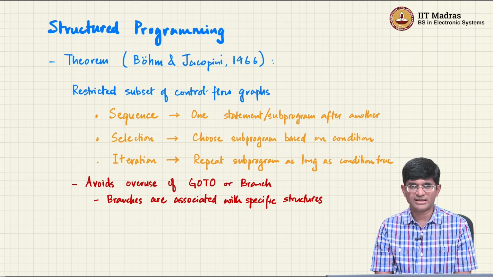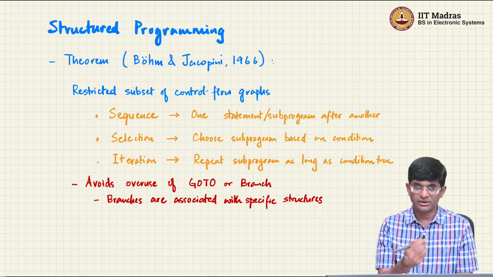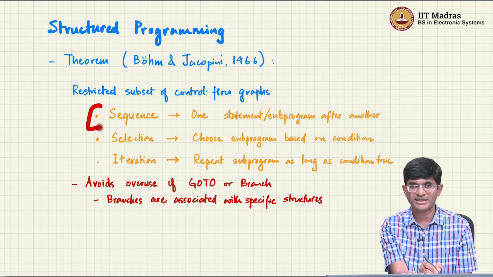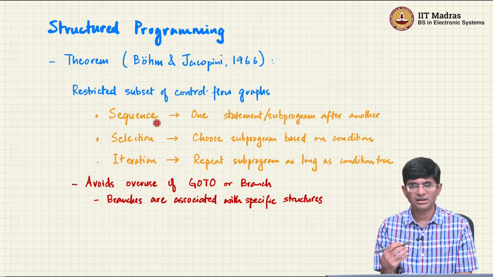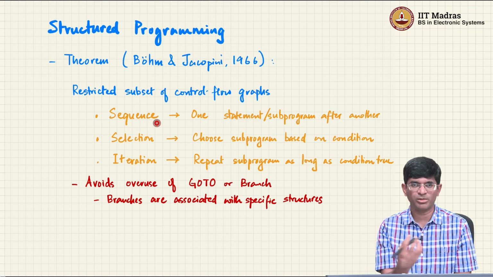Why they are relevant for us is because this theorem was able to show that by having a very specific form of control flow graph, you can basically model anything that any other computer in principle, in theory, can do. And that restricted subset essentially consisted of 3 types of operations. The first was called sequencing, and by sequence what we say is you have a concept of a statement which you can think of as one basic operation that you need to perform. If I want to add 1 to a number, that is a statement.